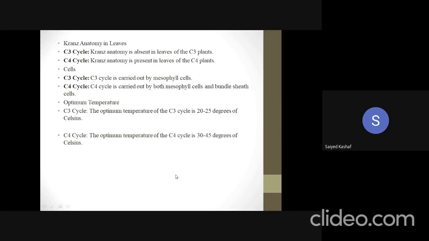So C3 cycle: Kranz anatomy is absent in the leaves of the C3 cycle and present in the C4 cycle. The C3 cycle is carried out by the mesophyll cells alone, and the C4 cycle is carried out by both mesophyll cells as well as the bundle sheath cells. Optimum temperature of the C3 cycle is 20 to 25 degrees Celsius, whereas optimum temperature of the C4 cycle is 30 to 45 degrees Celsius.